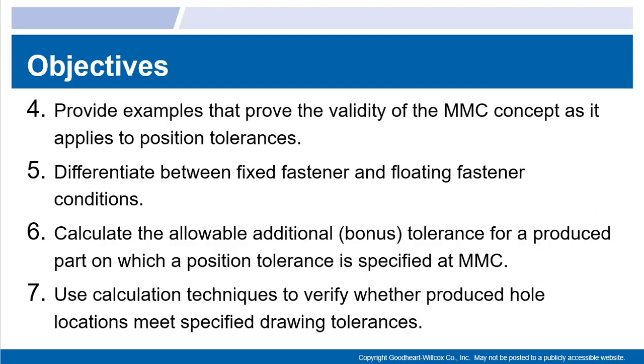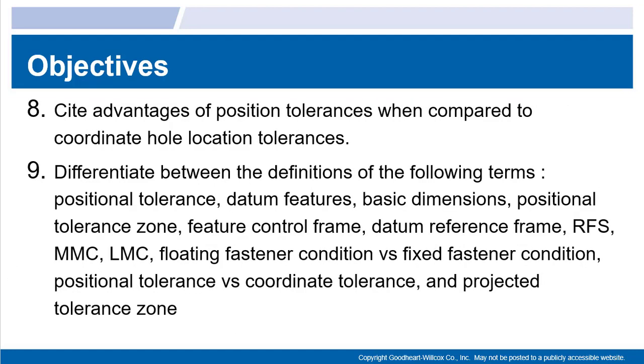And number six, calculate the allowable positional bonus tolerance for a produced part on which a position tolerance is specified at MMC. Number seven, use calculation techniques to verify whether a produced hole location meets the specified drawing tolerances. Number eight, cite the advantages of a position tolerance when compared to plain old coordinate hole location tolerances.